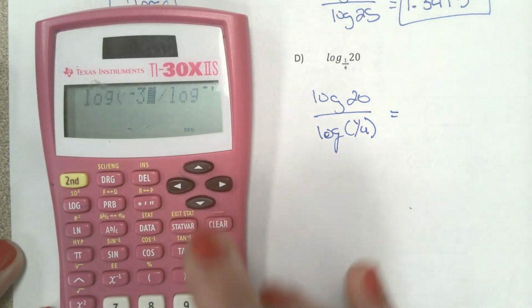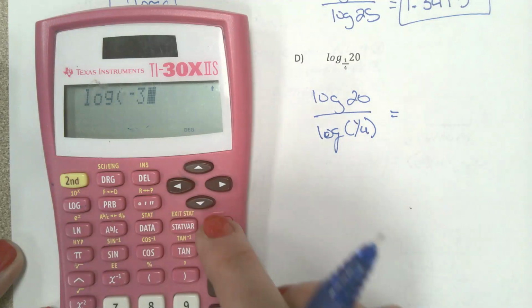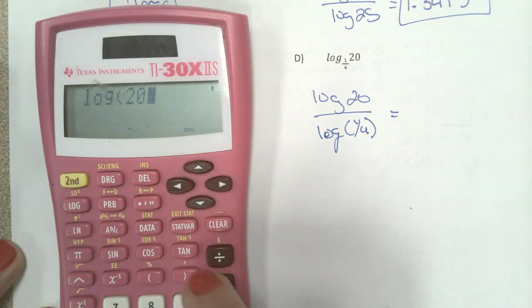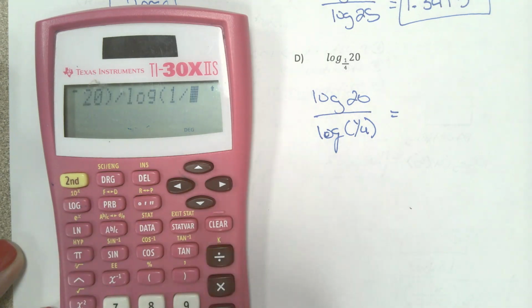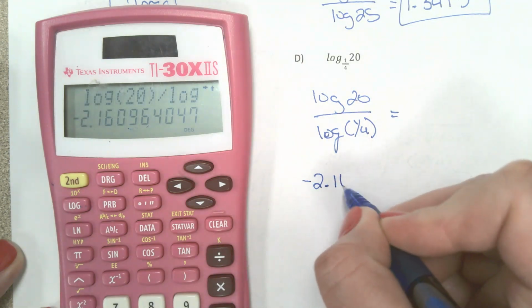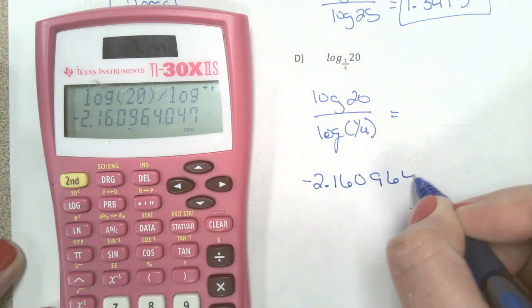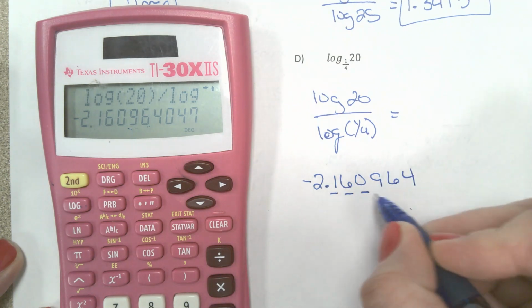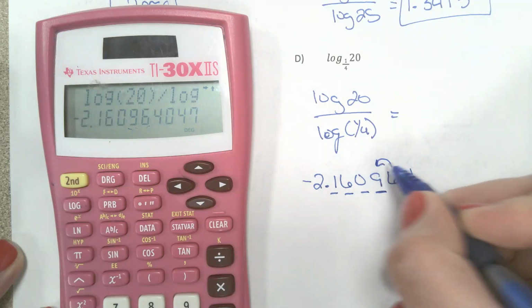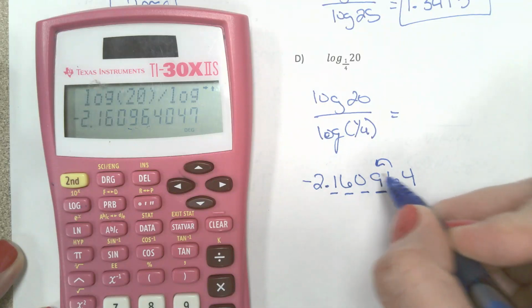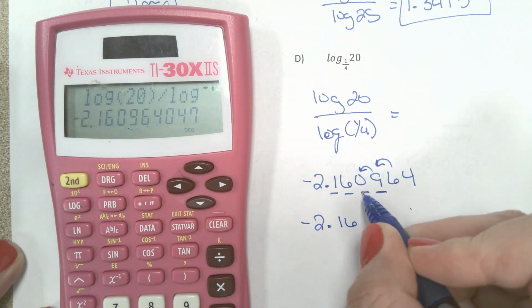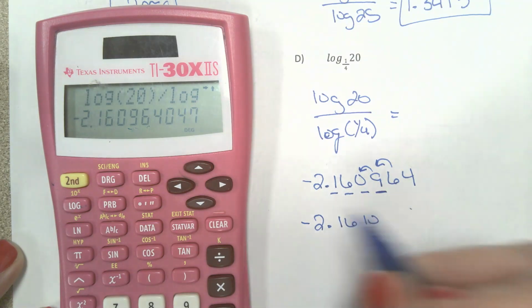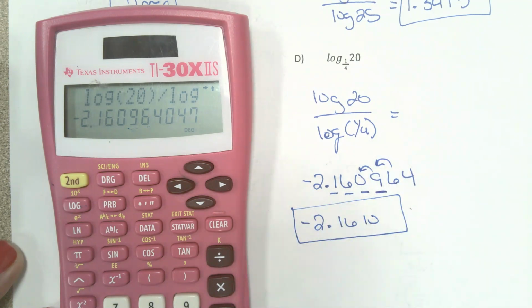Let's see what the calculator says. Clear. Log 20, close parentheses, divided by log of 1 divided by 4 equals negative 2.160964. There's 1, 2, 3, 4 digits. That 6 rounds that 9 up to a 10, which is going to round that one up. Negative 2.1610. That looks pretty good to me.